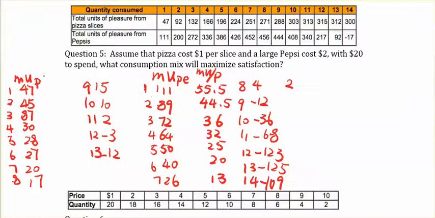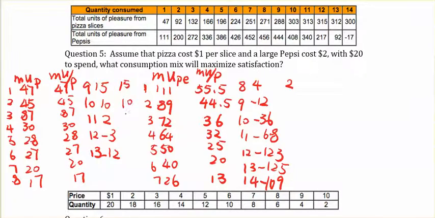Now we can do the same thing for the marginal utility divided by the price for pizza. That is 47, 45, 40, 30, 28, 27, 20, 17, 15, 10, 2. Now we just compare the columns of marginal utility divided by price to see which two are the same. We can find that when we consume 7 slices of pizza and 6 bottles of Pepsi, we get exactly the same marginal utility divided by price.